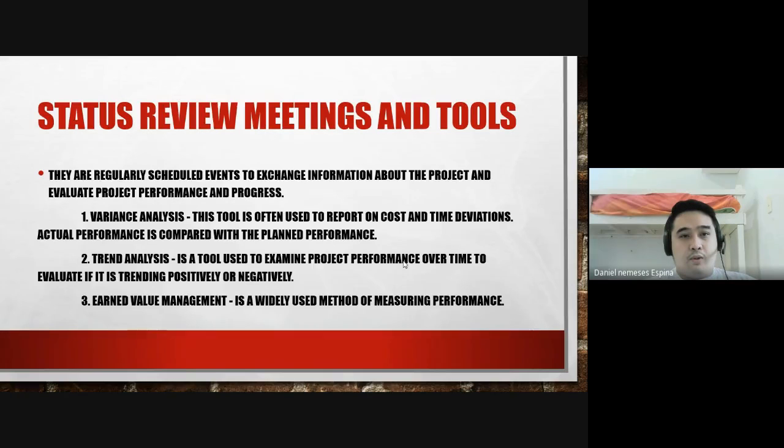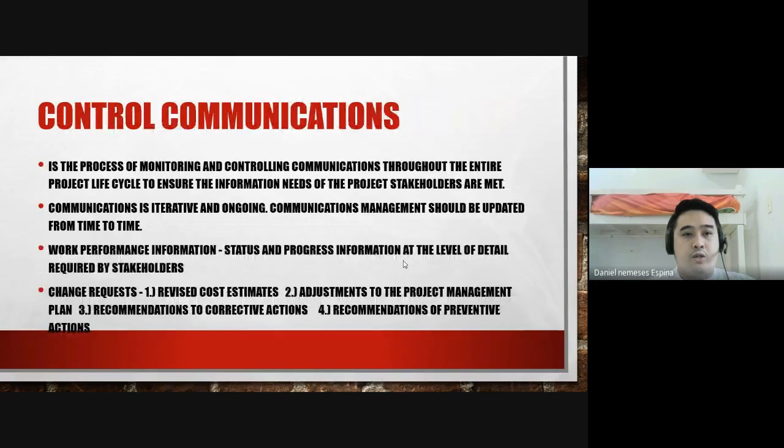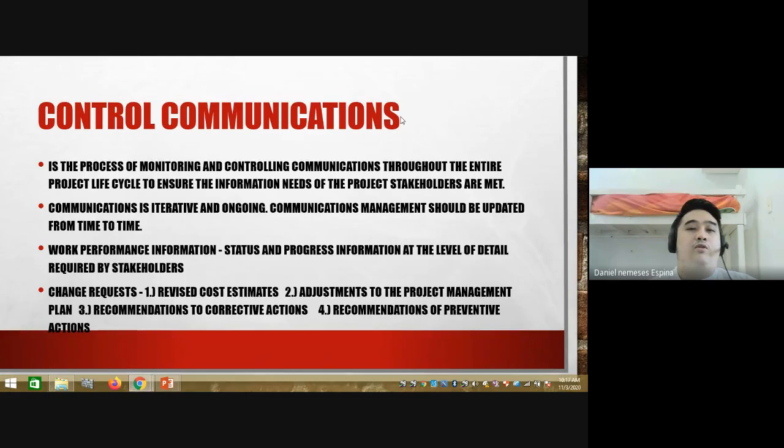So the last step is controlling communications. So it is the process of monitoring and controlling communications throughout the entire project lifecycle to ensure the information needs of the project stakeholders are met. So it is to ensure that all the information are already communicated. So for example, nakasend na ba og memo, nakasend na ba og letters. Okay. And from there, you also want to know if naabot sila feedback or napakay makuha nga response from your communications. Okay?